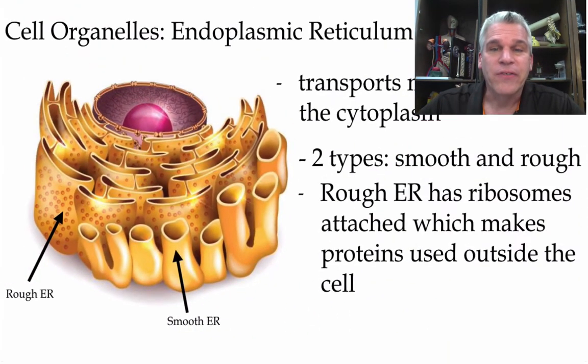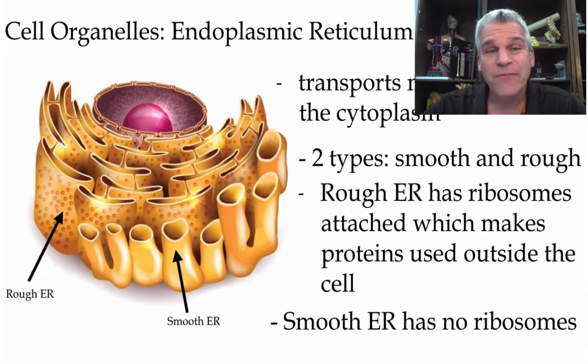Now the job of the rough ER, because it has those ribosomes, is that the ribosomes are the place where proteins are made, and those proteins are then going to go into the ER because they are going to be used outside of the cell. By being made on the attached ribosomes, these proteins aren't going to get mixed in with the cytoplasm. There are other ribosomes out in the cytoplasm that are going to be used for proteins that are needed inside of that particular cell. The smooth ER has the same function as the rough ER, it just lacks the ribosomes.